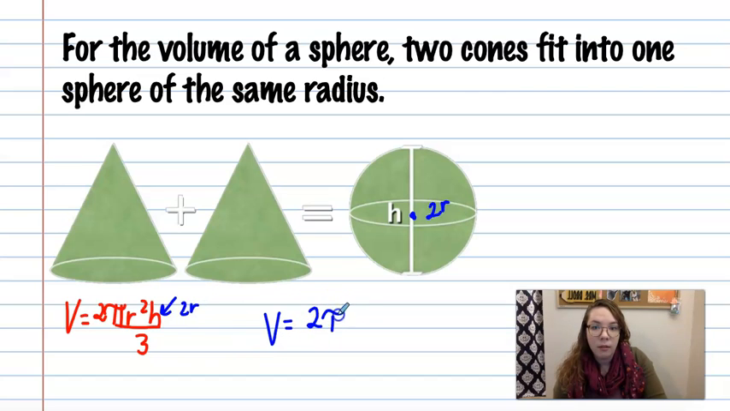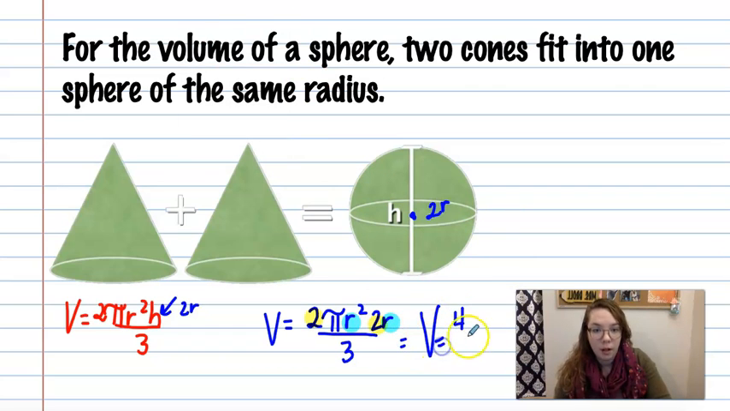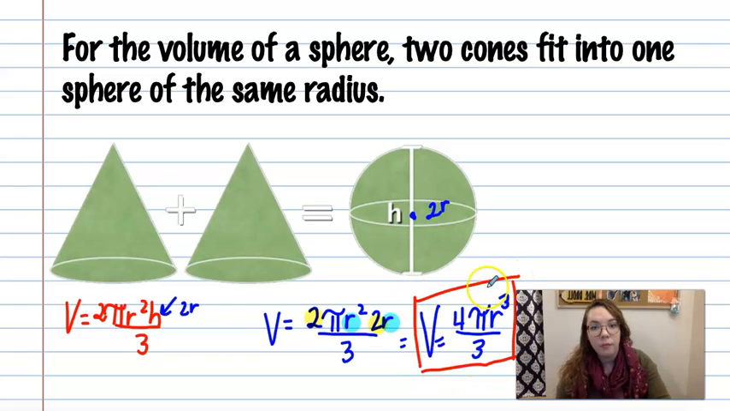So if I do that, I can simplify this because I can combine my 2's and I can combine my r's, my radii, to get a formula of 4 on the top. 2 times 2 is 4. Pi r cubed. R squared times r is r to the 3rd. So this is where our formula for volume of a sphere comes from. 4/3 pi r cubed.